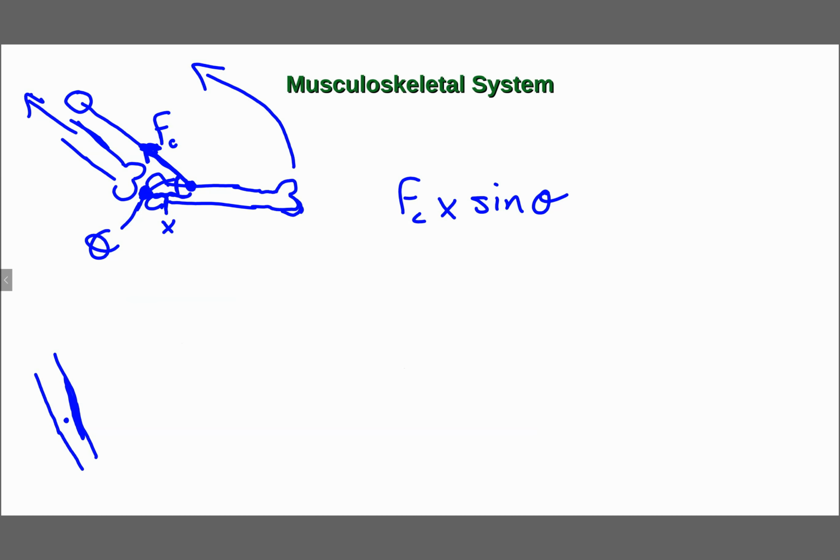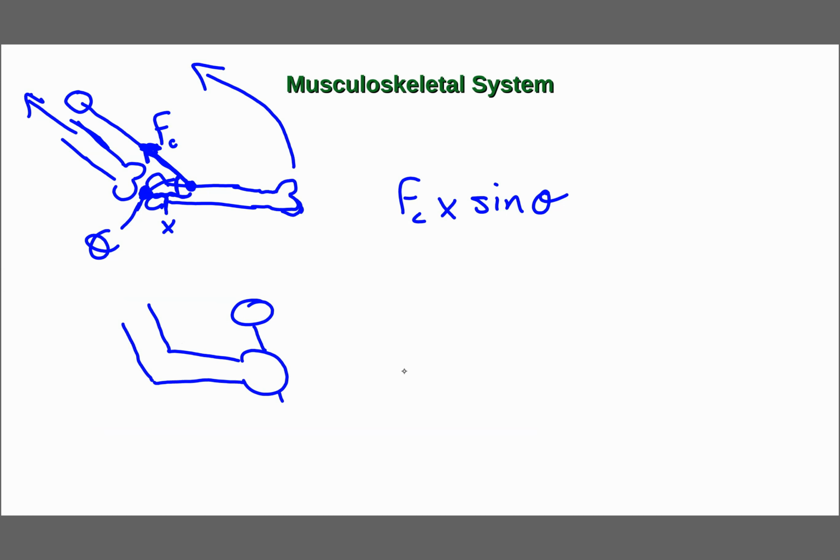So the torque that my bicep can apply is changing all the time, because the angle that it's pulling at is changing all the time, okay? But now imagine I have a heavy weight in my hand. So my arm goes down like this. I have this out here. I'm just going to put a circle for my hand. And I have a big heavy weight in my hand.